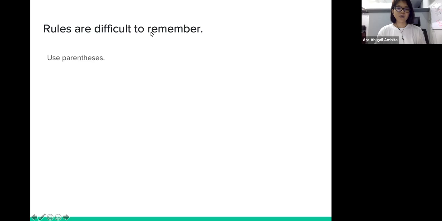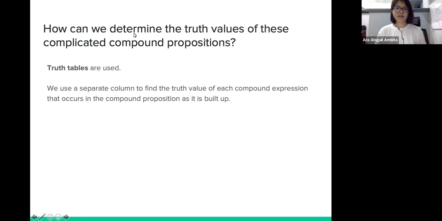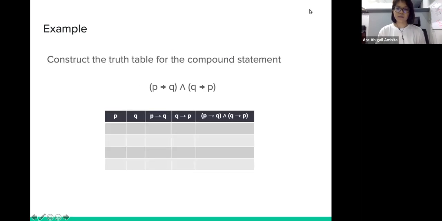All right. Since rules are difficult to remember, we can use parentheses. Now, how can we determine the truth values of these complicated propositions? We can use truth tables. We will be using a separate column to find the truth value of each compound expression that occurs in the most compound proposition as it builds up. We will show you an example as we go along.